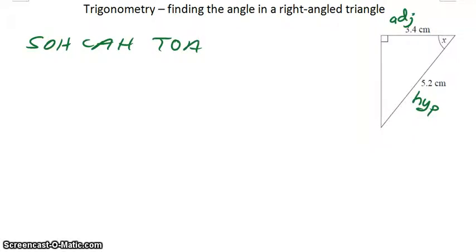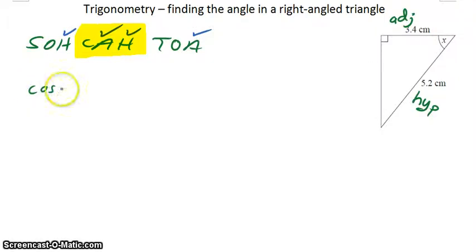And what we have in this case is we have the adjacent side, which we've got, and we've got our hypotenuse. And again, just looking at that, we can see that this time it's going to be a cosine. Alright, so what do we do?